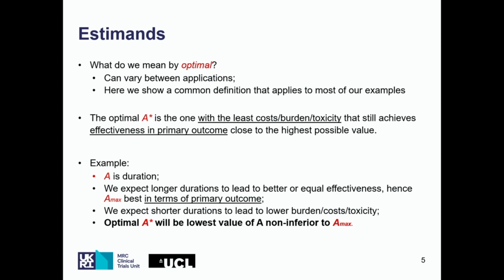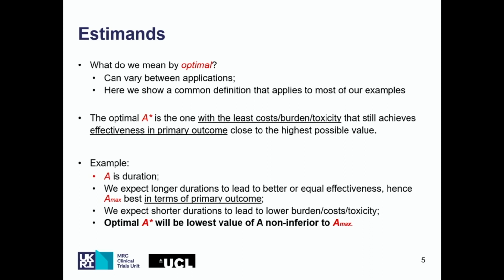Of course, this varies quite a lot between applications, and I'm going to show you how we have very diverse applications that actually target quite different estimands. But we actually found a definition that incorporates almost all of this and applies at least to most of our examples. So usually, what we want to find is an optimal A star, that is the one that leads to the least costs, burden, or toxicity, while still achieving good effectiveness in the primary outcome.